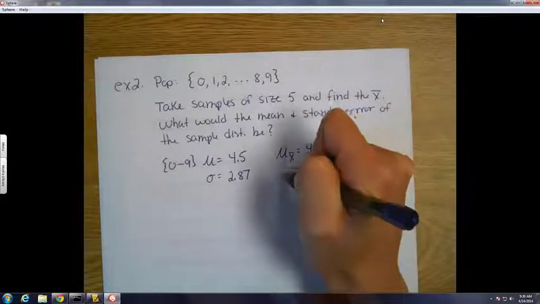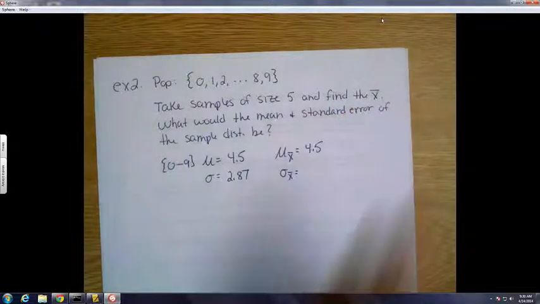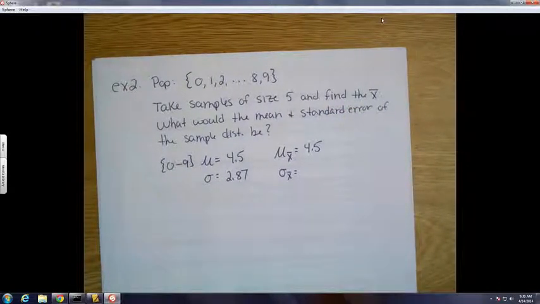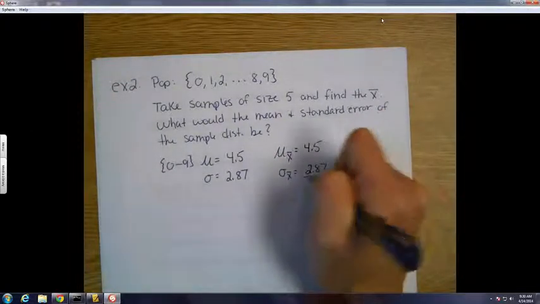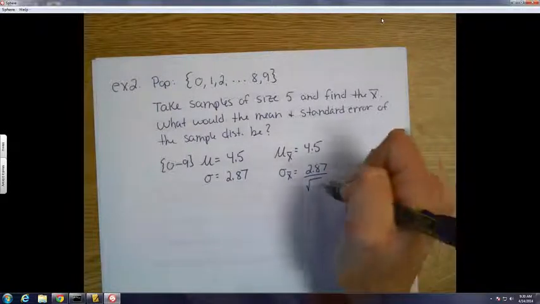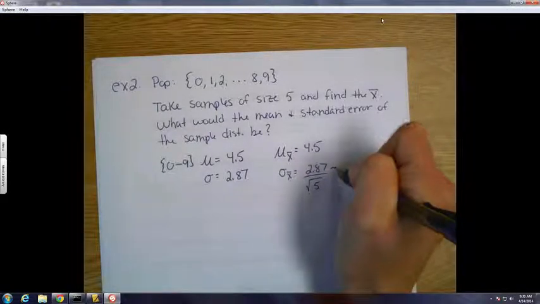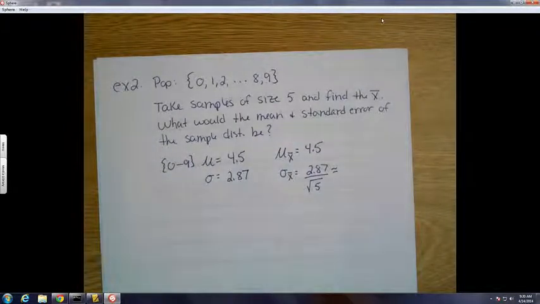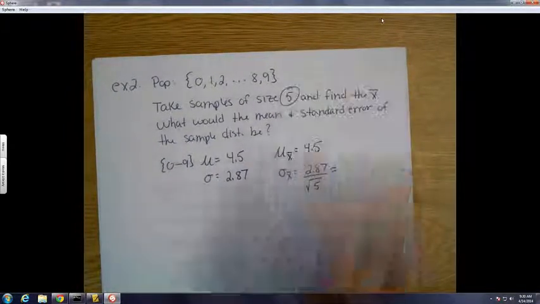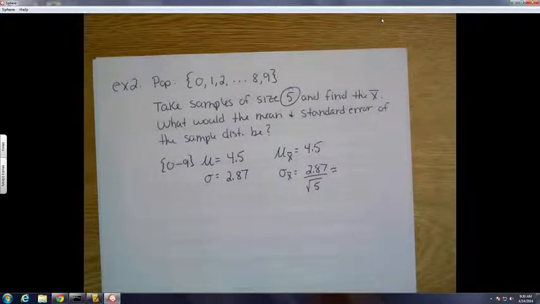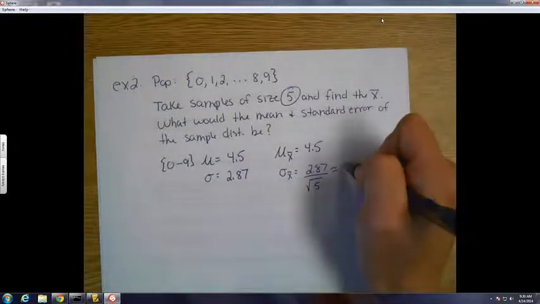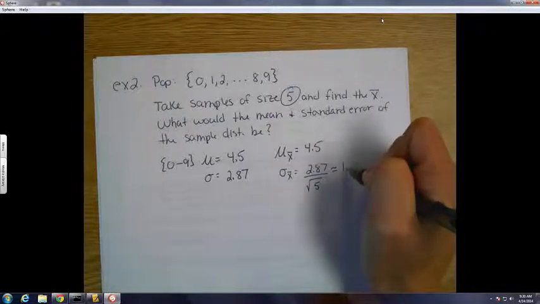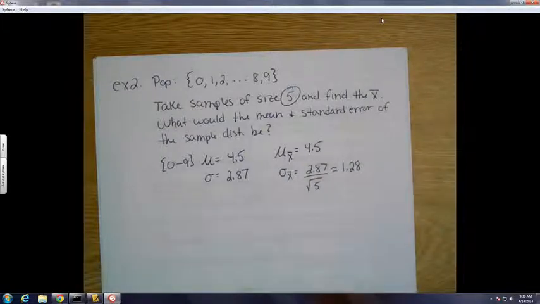My standard error, is it equal to that one? What do I have to do to figure it out? Divide it by the square root of 5, because that's how big my sample size was, 5. That's what the property said. So 2.87 divided by the square root of 5. So the standard error always gets smaller. So about 1.28.